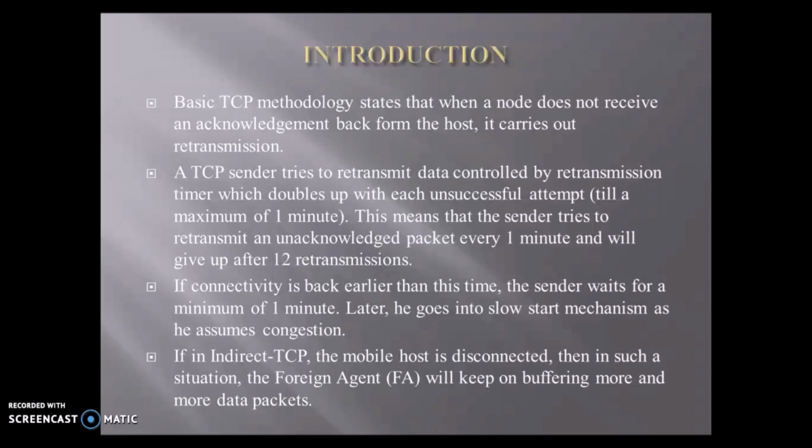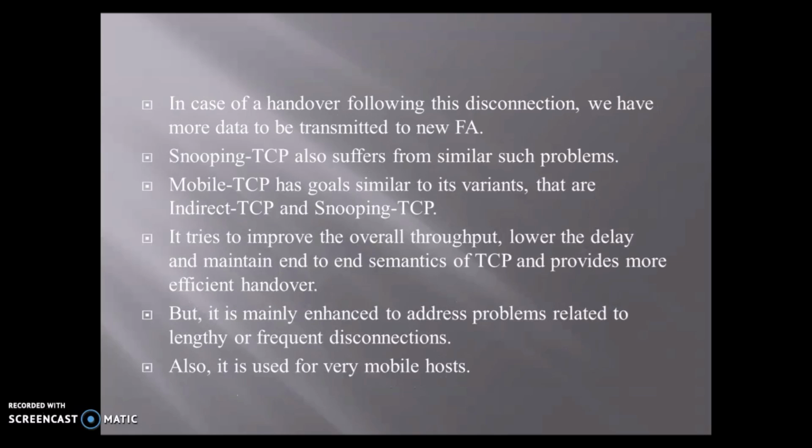If, in indirect TCP, the mobile host is disconnected, then in such a situation, the foreign agent will keep on buffering more and more data packets. In case of a handover following this disconnection, we have more data to be transmitted to the new foreign agent. Snooping TCP also suffers from similar problems.